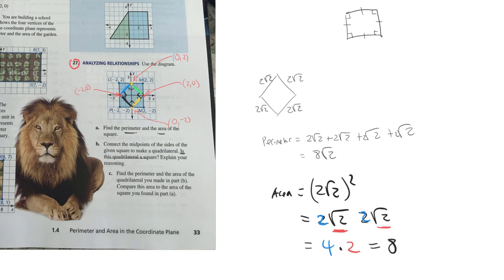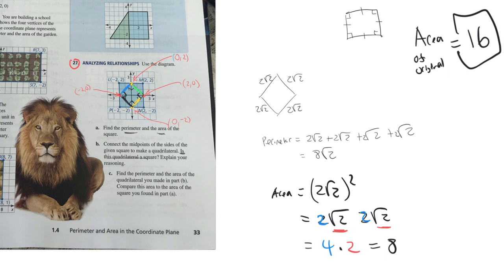Now, they want us to compare this area of 8 to the area of the square we found in part A. Okay? Well, the area of the square we found in part A, the area of the original square, which is the big square, was 16. So they're just expecting us to note that the area of the big original square is 16, the area of the smaller square that we created is 8, and 8 is clearly half of 16.